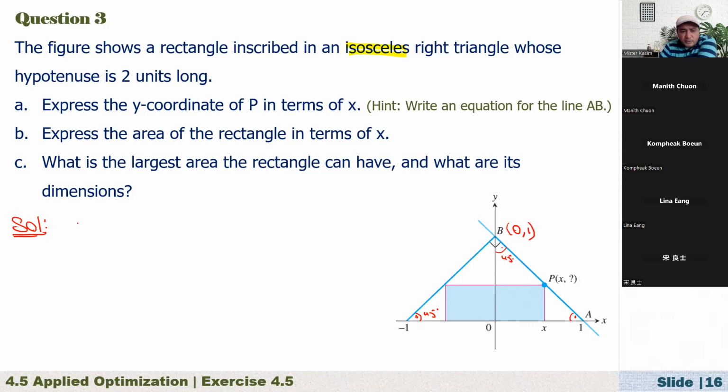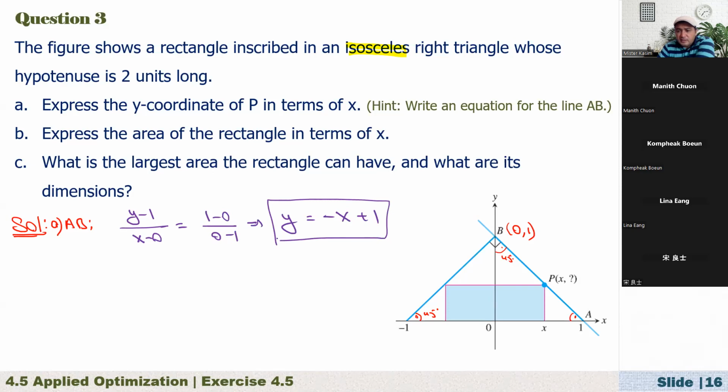And then what is the equation of AB? Let's say this point is A. So we have (y minus 1) over (x minus 0) equal to the slope on the right-hand side. It is (1 minus 0) over (0 minus 1). Now from here, it is negative, right? So y is equal to minus x plus 1. So that is the equation of this line.